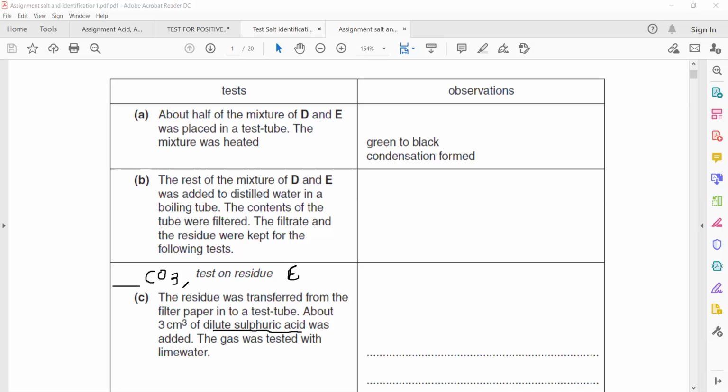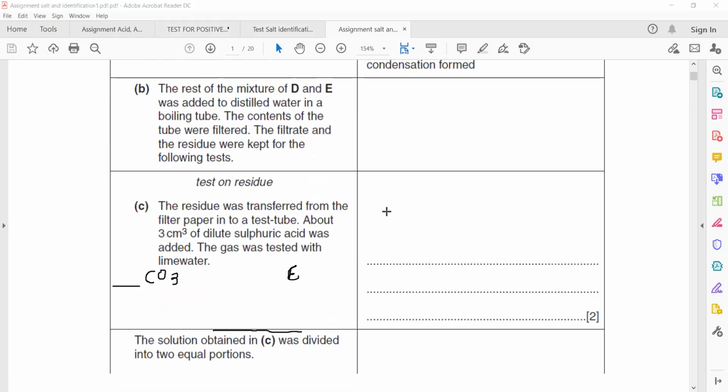If I add an acid to a salt which contains carbonate, what will be the observation? The gas was tested with lime water, which will turn milky, but what is the first observation? The observation is fizz, bubbles or effervescence, and the lime water will turn milky. Yeah, colorless gas, fizz.